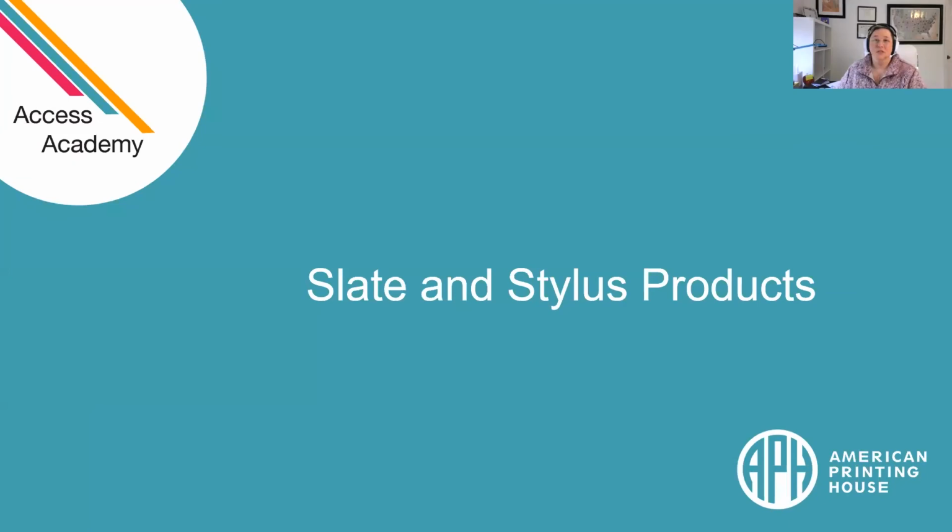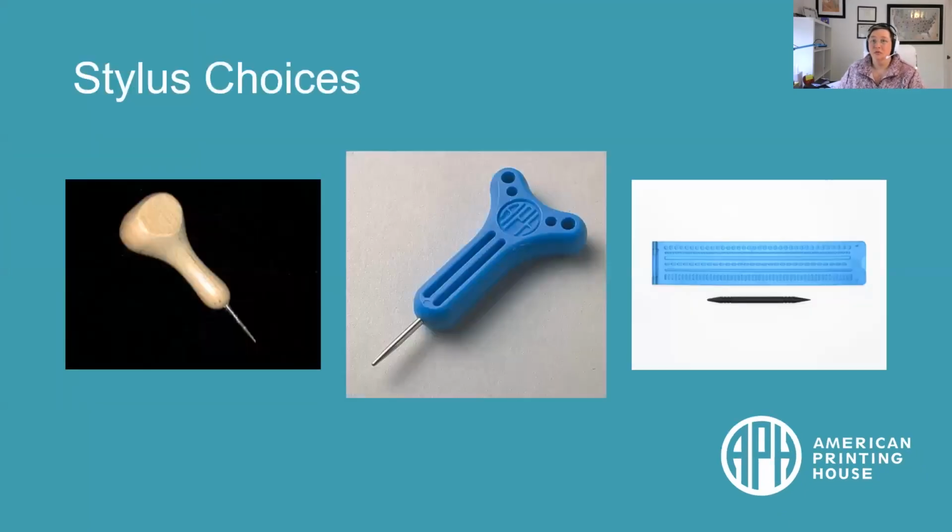Now, I want to run through quickly the slate and stylus products that are available through APH. Yes, there are places that you can get them other places, but these are also available on federal quota, so something to think about. There are stylus choices. There are wooden handled ones. There's the saddle shaped one, as well as a two-ended stylus that comes with a tactile graphic line.